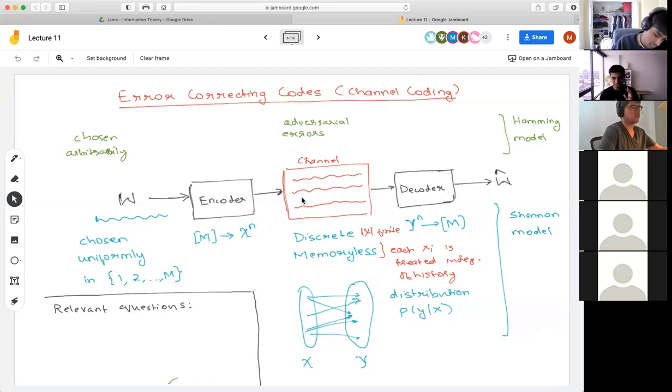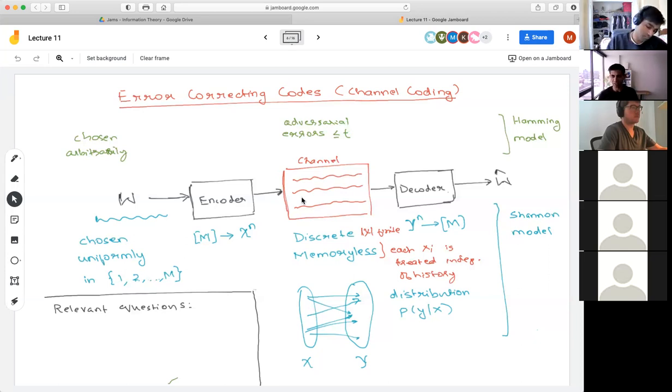It just takes a look at the entire string I'm trying to send and can do whatever it wants to the string. As stated, the problem is completely hopeless because the channel can always send 0. No matter what I try to send, the channel will say 0. So obviously, I can't hope to communicate anything. So the way we formalize this problem is that we bound the number of errors.